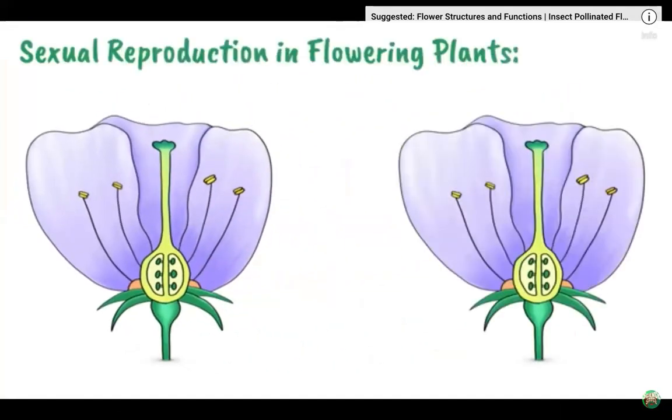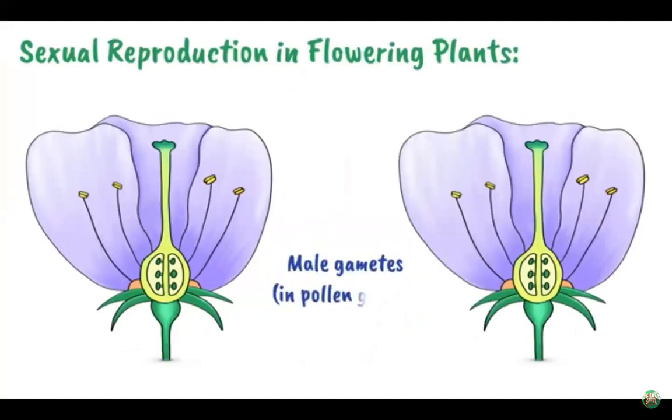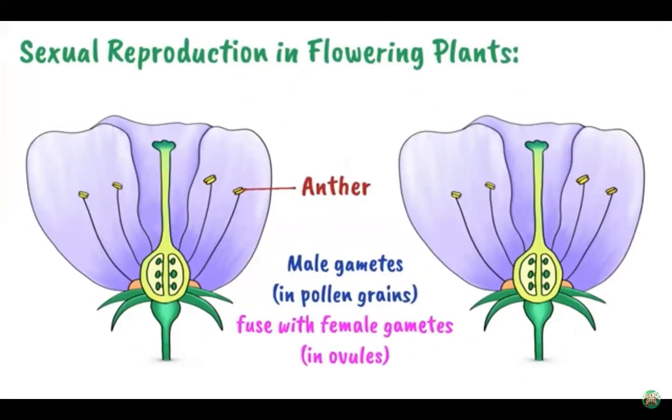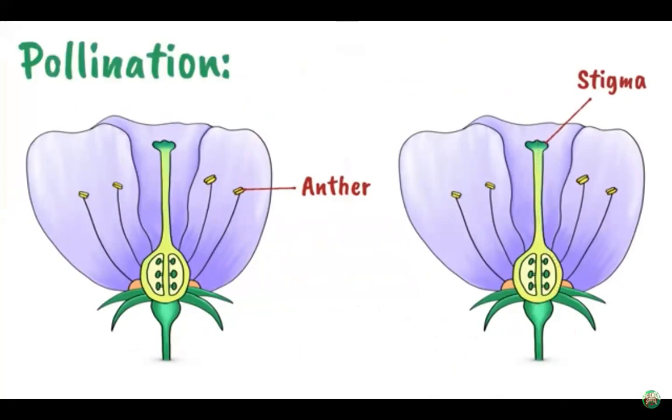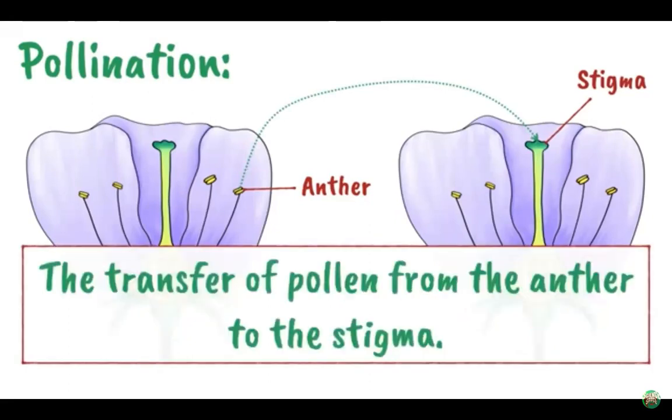Sexual reproduction in flowering plants requires male gametes, produced in pollen grains in the anthers, to fuse with female gametes found in the ovules. A pollen grain must reach the stigma before its nucleus can travel down towards the female gamete in the ovule. Pollination, the part we're covering in this video, is this step here, the movement of pollen from the anther to the stigma. In case it's not obvious, the definition for pollination is simply the transfer of pollen from the anther to the stigma.